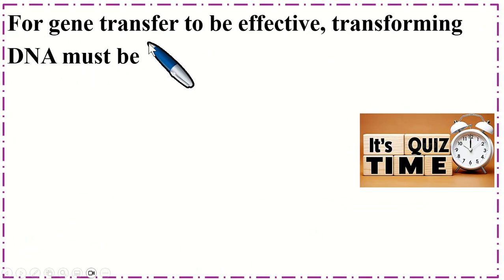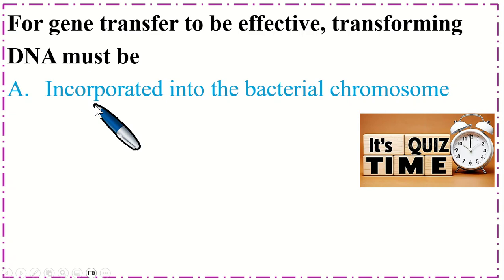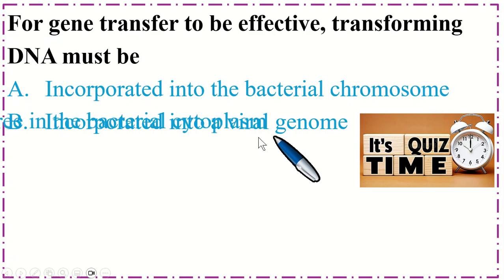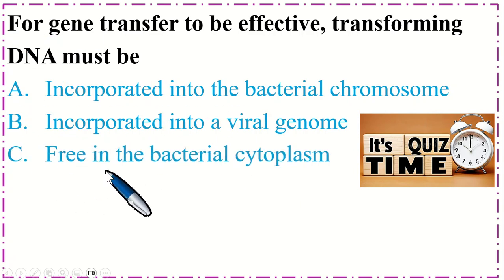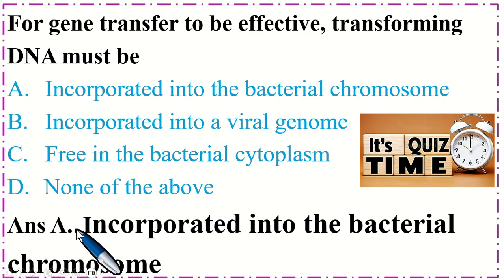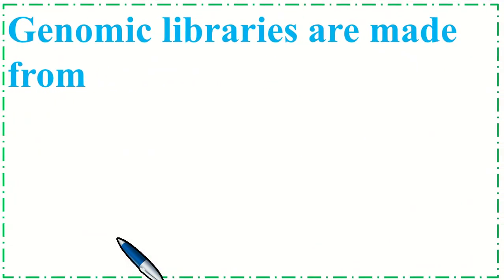For gene transfer to be effective, transforming DNA must be option A incorporated into the bacterial chromosome, B incorporated into a viral genome, C free in the bacterial cytoplasm, and option D none of the above. Correct option is A, incorporated into bacterial chromosome.